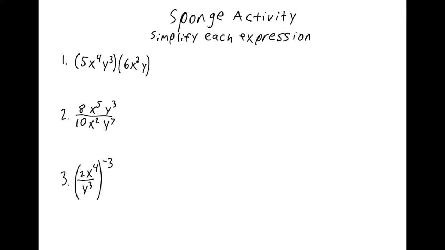Now time for the sponge. I want you to simplify each expression. First, we are multiplying 5x to the 4th y to the 3rd and 6x squared y. Here we're dividing 8x to the 5th y to the 3rd and 10x squared y to the 7th. And on number 3, we've got 2x to the 4th over y to the 3rd, and we're raising it all to the negative 3rd power.